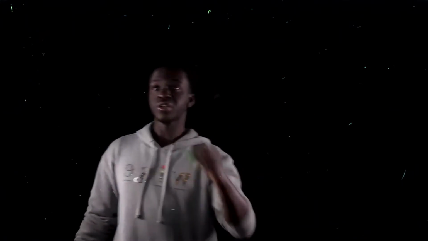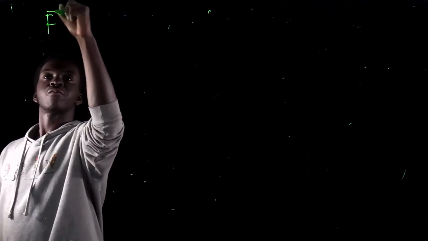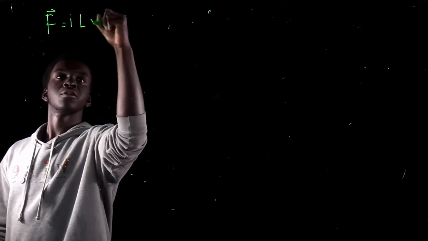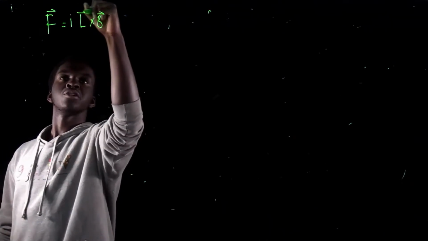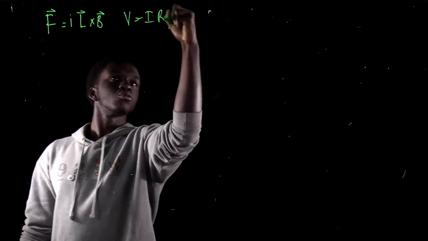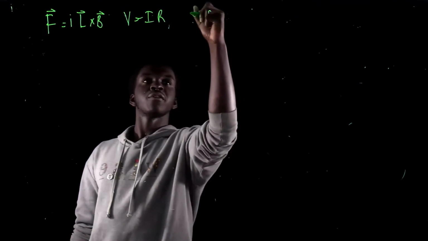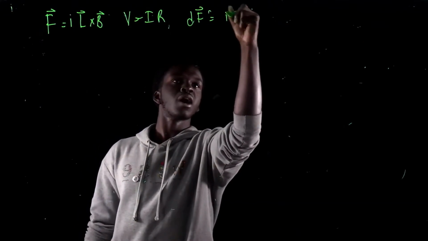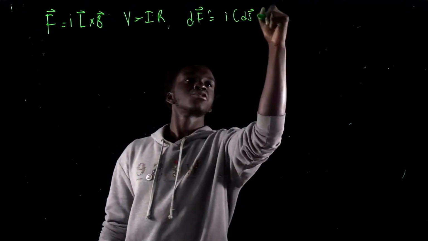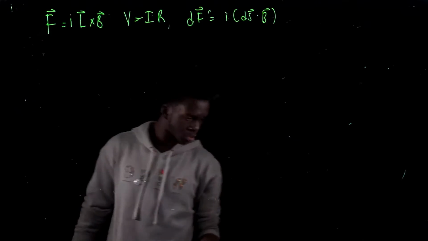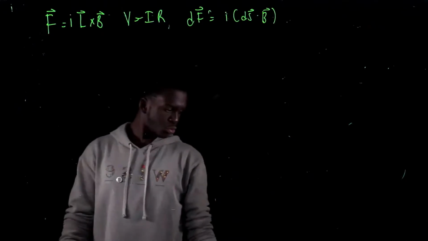So the formulas we're going to need for this one: force is equal to I L cross B. That's the first one. Then we're going to need V is equal to IR. And then if you want, you can write the integral form, dF is equal to I ds cross B, the integral form of the force. And those are the main equations we're going to use.